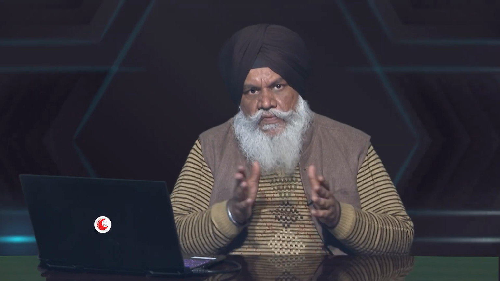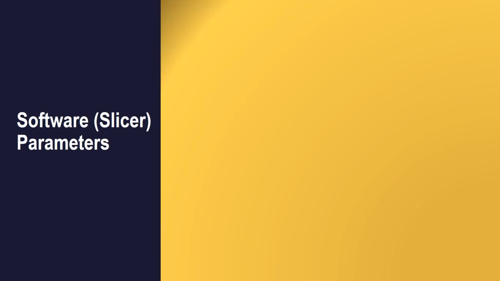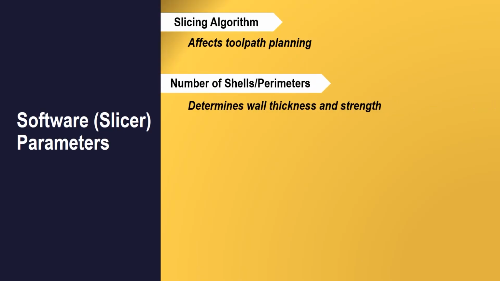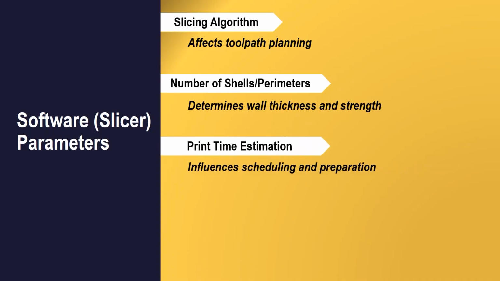Now coming to the software part, the software basically is responsible for slicing. So there are n number of commercial software available. Many are open source, which have a slicing algorithm, which helps me with tool path planning. Then the number of shells and related parameters, which determine the wall thickness and the strength. Then print time estimate, this of course influences the scheduling and the preparation.